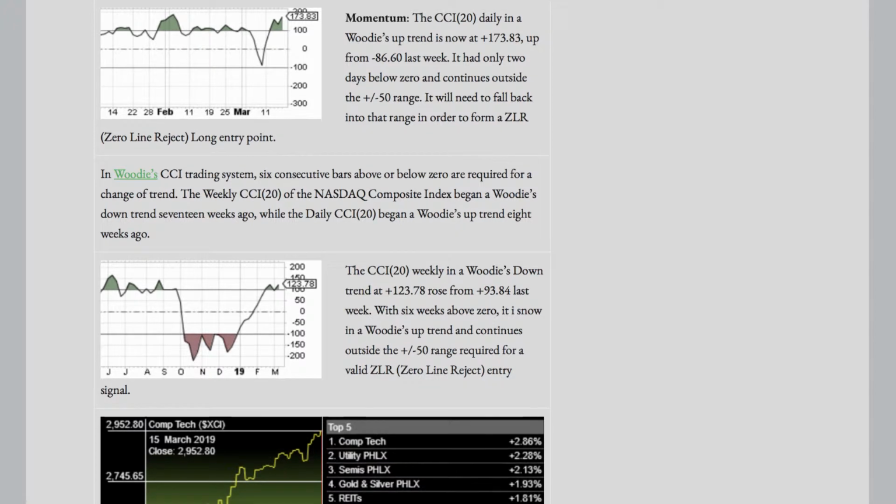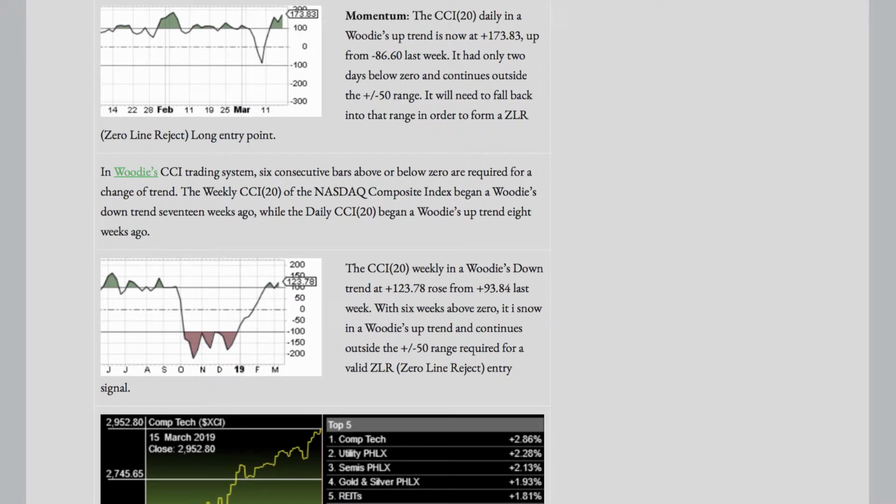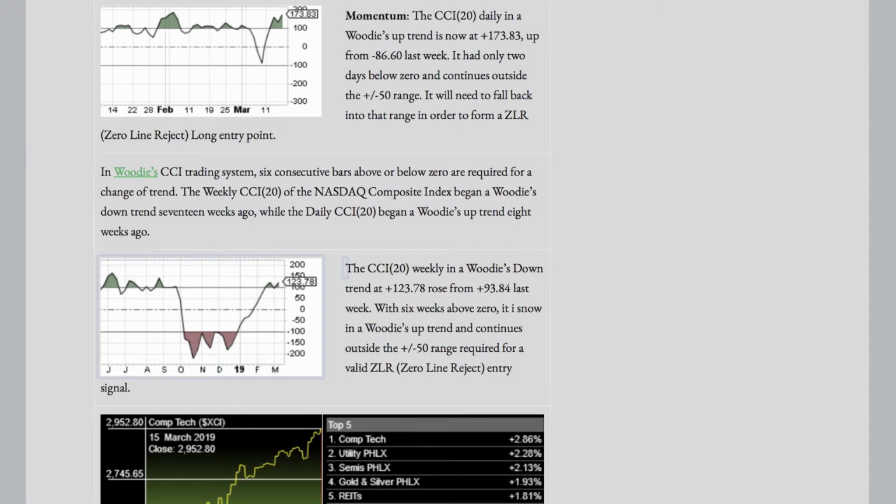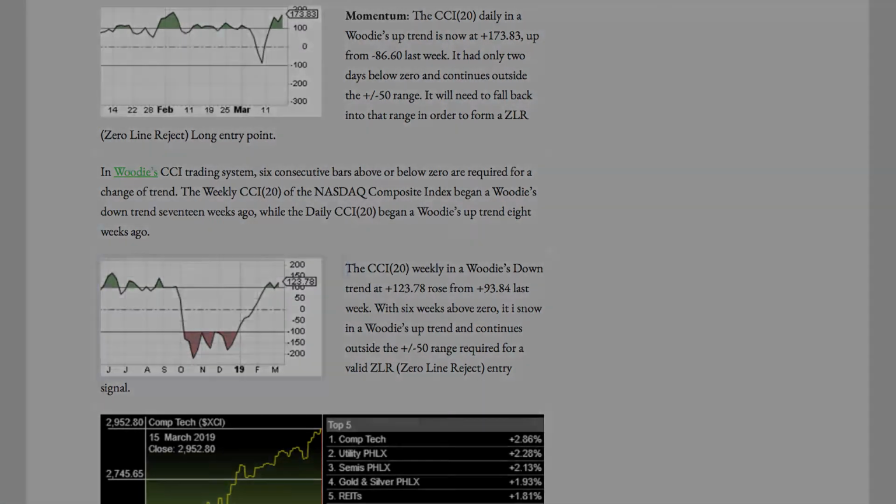The weekly CCI 20 of the Nasdaq Composite Index began a Woody's downtrend 17 weeks ago, while the daily CCI 20 began a Woody's uptrend 8 weeks ago. The CCI 20 weekly in a Woody's downtrend at positive 123.78 rose from positive 93.84 last week. With 6 weeks above zero, it is now in a Woody's uptrend and continues outside the plus or minus 50 range required for a valid zero line reject entry signal.